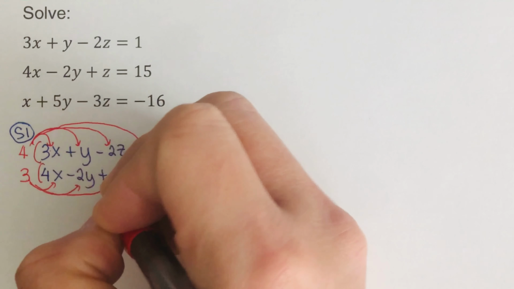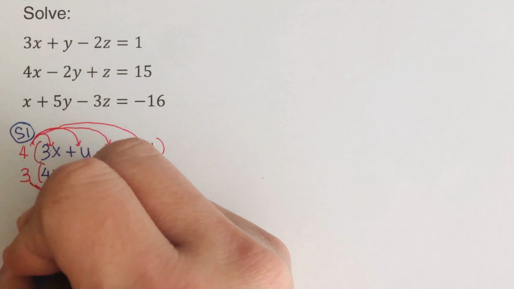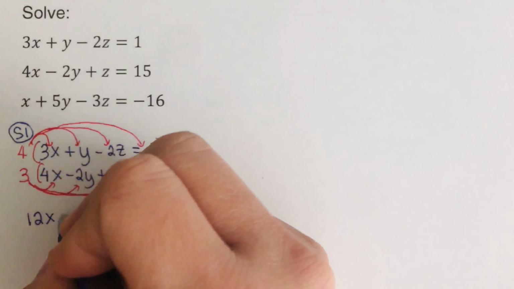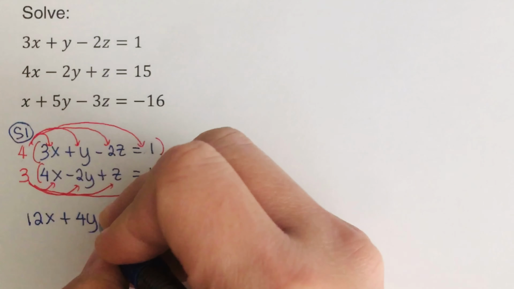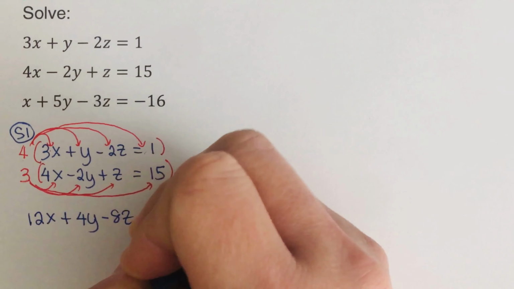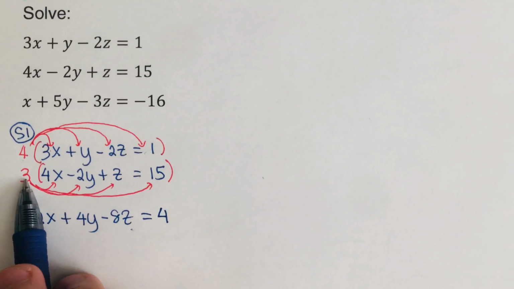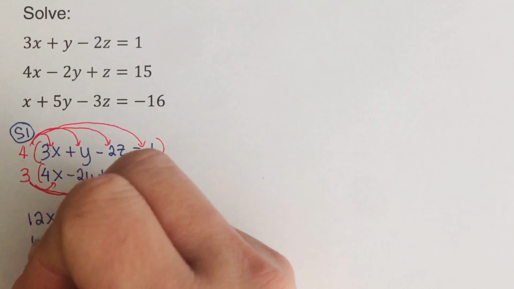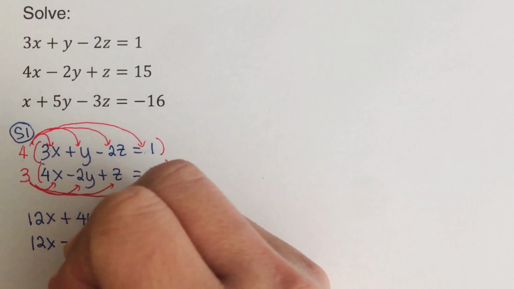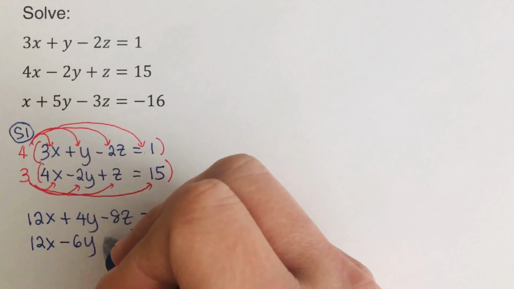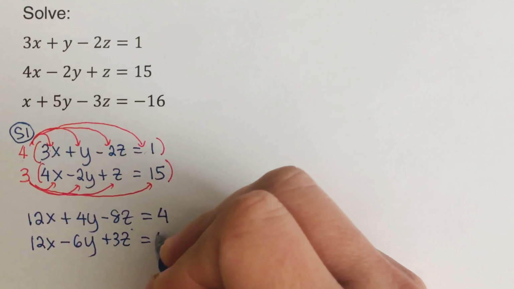So we can rewrite this as 4 times 3x is 12x, 4 times y is 4y, 4 times negative 2z is negative 8z, and 4 times 1 is 4. And then I will do the same thing for the second: 3 times 4x is 12x, 3 times negative 2y is negative 6y, 3 times z is positive 3z, and 3 times 15 is 45.